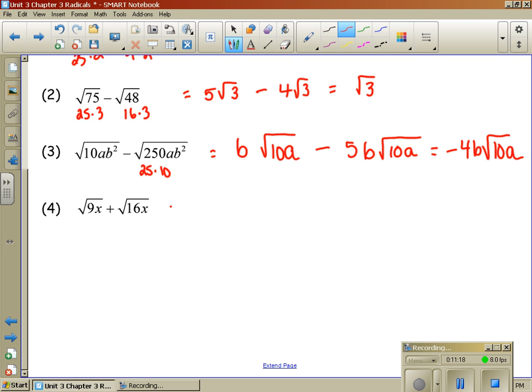Last one, square root of 9x, 3 square root x. Square root of 16x, 4 square root x. 3 plus 4, 7.